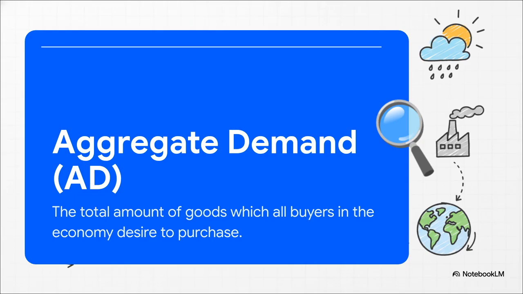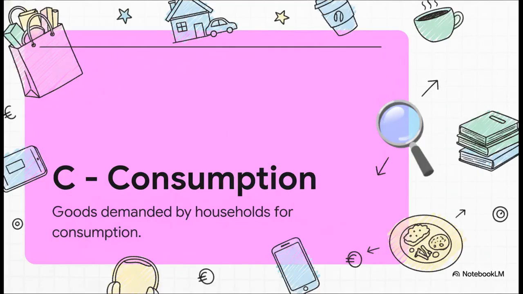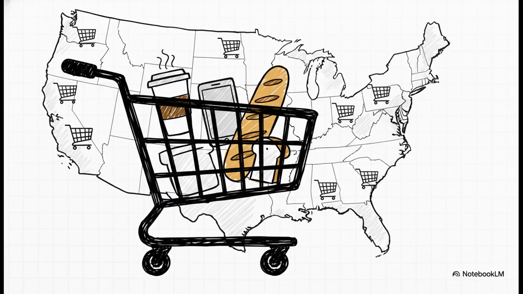Think of it as the total demand for everything. And this demand is actually a formula. It's got 4 key drivers we need to unpack. Okay, first up is C for consumption. This is basically everything you and I buy. Yeah, it's the total of everyone's shopping carts. From groceries to gadgets, it's a huge deal.